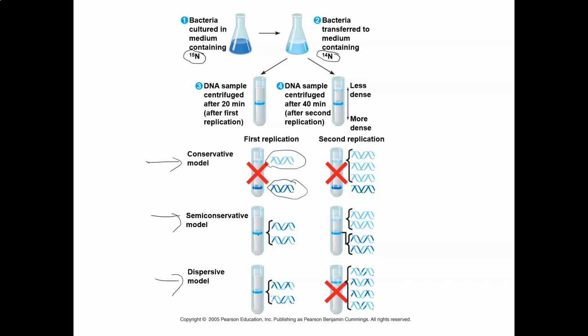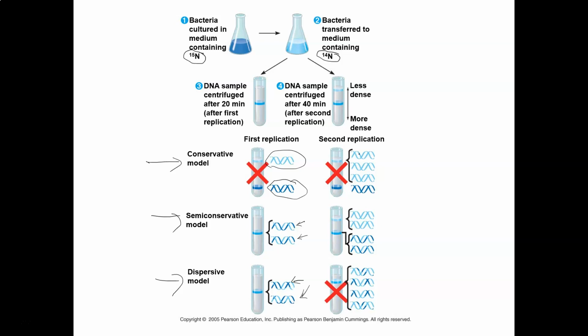Whereas in the semi-conservative model, you would just see one band because both new DNA molecules have an old and a new strand. So they have the same weight, so they're going to migrate the same distance in the tube, and you're just going to see one band. And then the same would be predicted with the dispersive model because the two DNAs that are produced are the same weight. They have some old, some new in them.